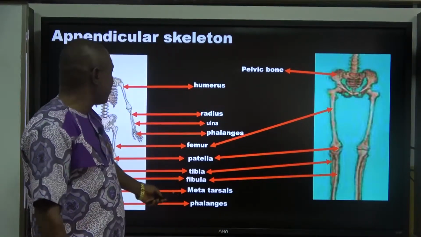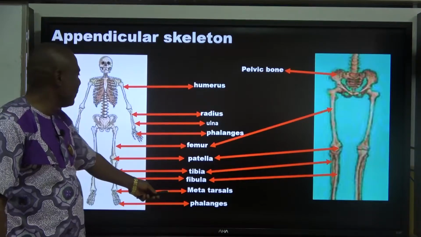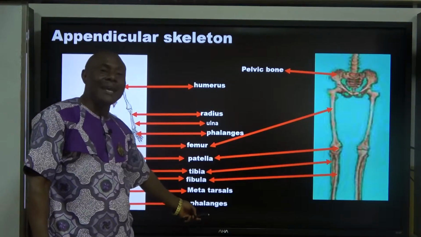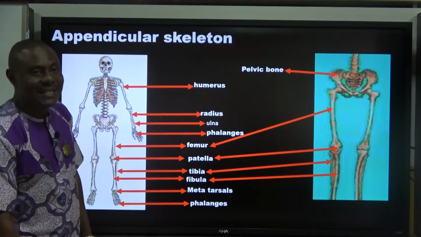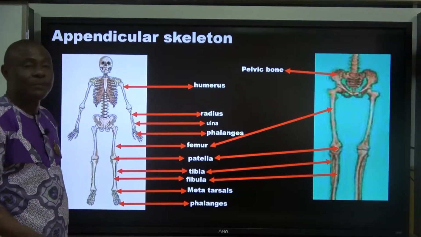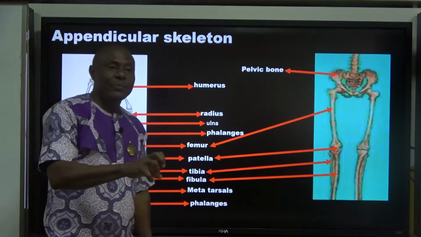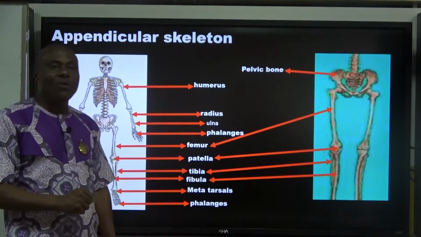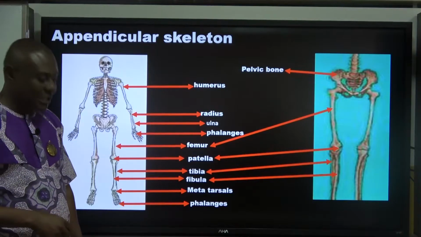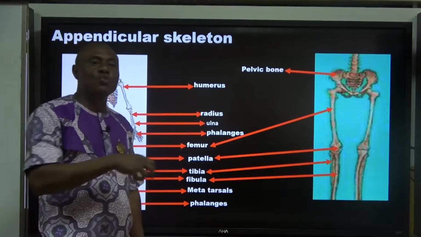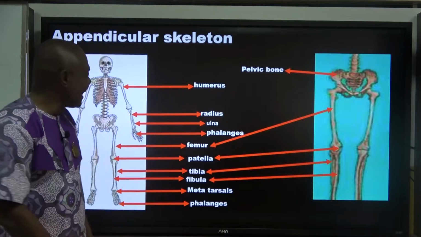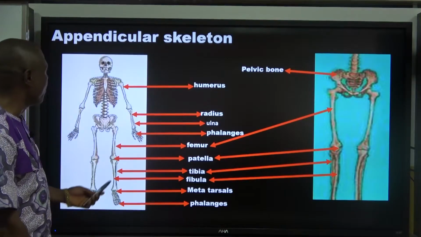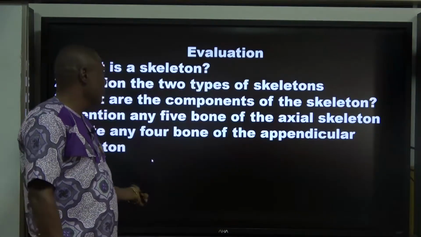Now, you see that we have two phalanges in the body. We have phalanges in the hand, we also have phalanges at the toe. The phalanges in the hand and the phalanges at the toe simply means a claw. Phalanges simply means a claw. So we have a claw in the hand and we also have a claw at the foot that enable the body to pick something. So the phalanges helps in picking things. It's the bone of the hand and it's also the bone of the toe. That's it.